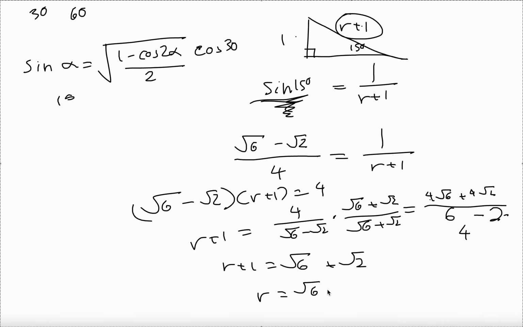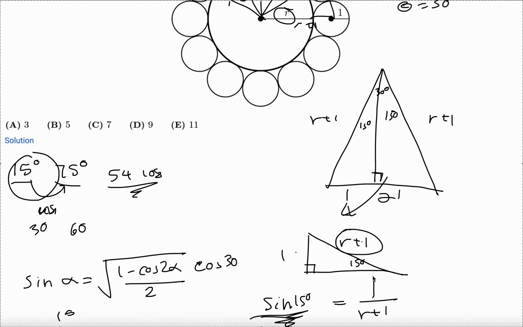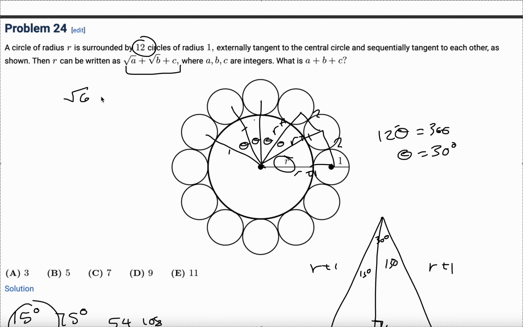So r equals square root of 6 plus square root of 2 minus 1, which is exactly in the form they ask for above. What is a plus b plus c? It's 6 plus 2 minus 1, since that's c. And so the answer is 7, which is c.